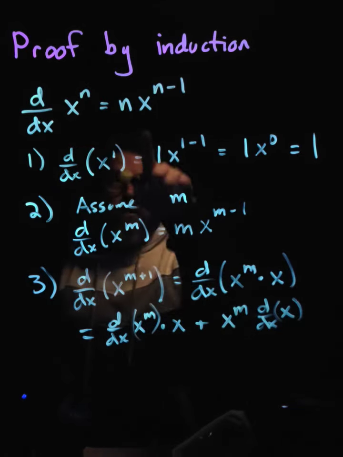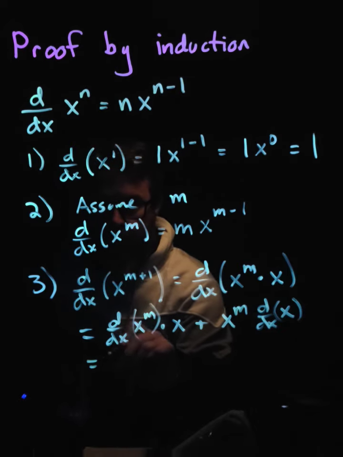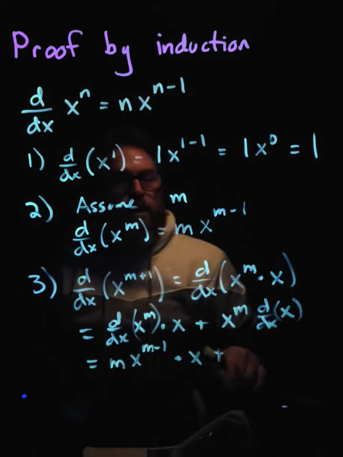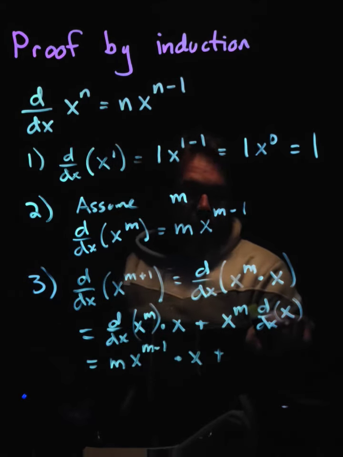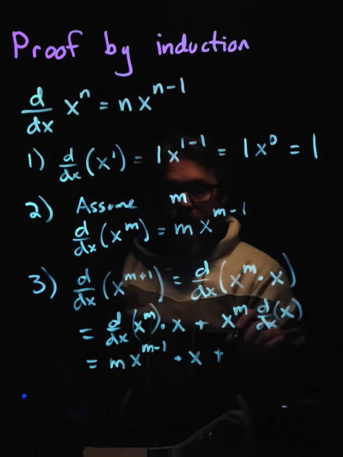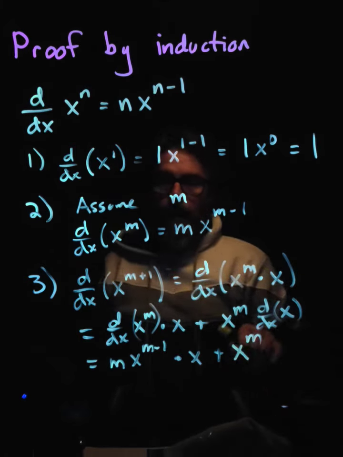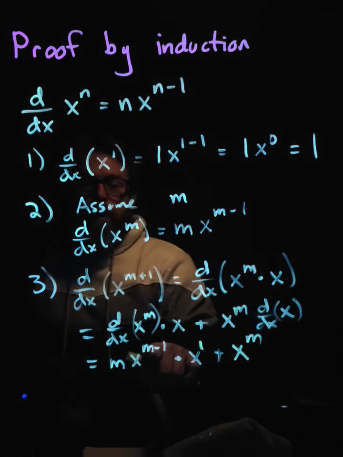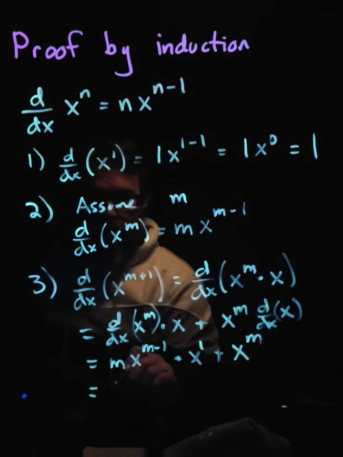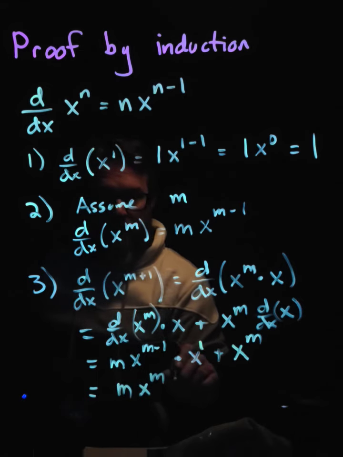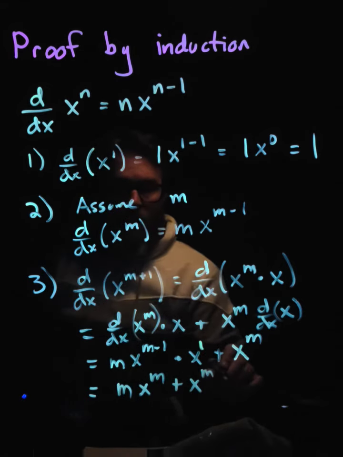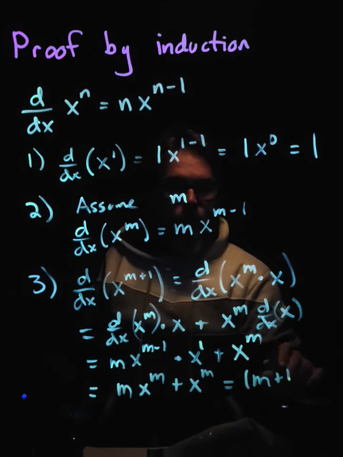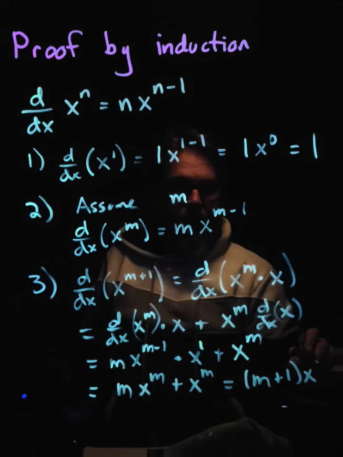Now we know the derivative of this, using this assumption, is going to be equal to m x to the m minus 1 multiplied by x, plus the derivative with respect to x of x, which is just going to be 1, times x to the m. So this is going to be equal to this. Now distributing this x over is going to make this power go up by 1. So this would be equal to m x to the m plus x to the m, which, since they both share an x to the m, is going to be equal to m plus 1 times x to the m power.